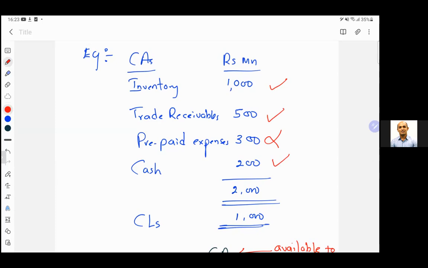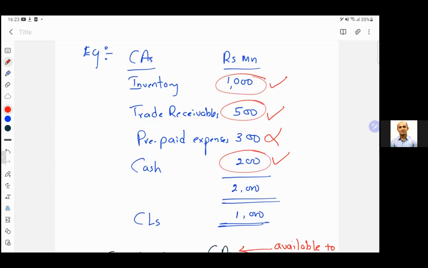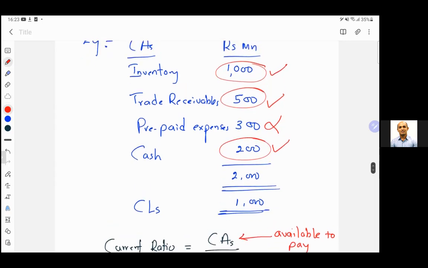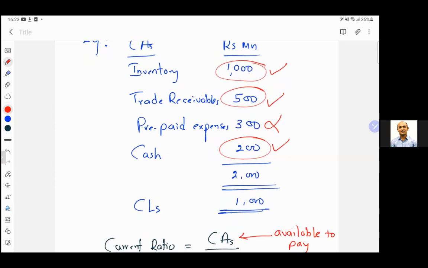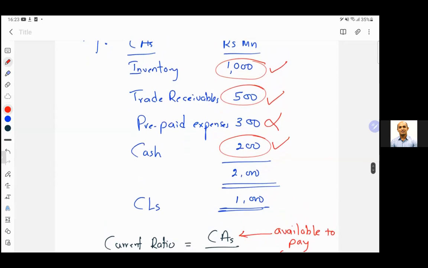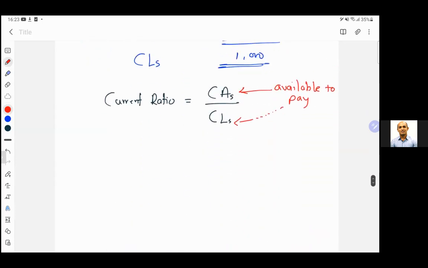Now, what are the current assets available to pay current liabilities? 1000, 500, and 200. The total current assets available to pay current liabilities, 1700. Current liabilities, 1000. Current ratio, 1.7 times.